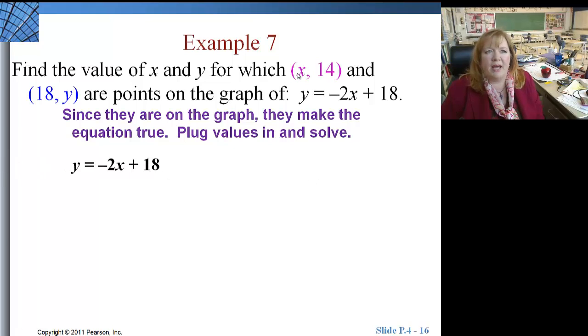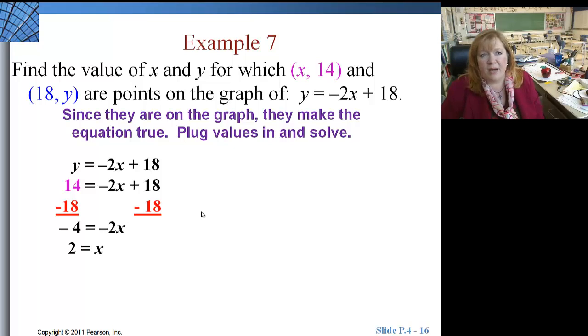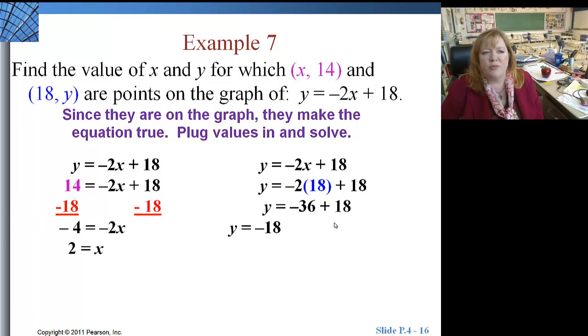So we're going to put an x here for x because that's the x coordinate and a 14 for the y. If we plug those in, you get 14 equals -2x plus 18. Subtract 18 from both sides and then divide by -2 and you get x equals 2. That one's done. Then for the second point, we'll put an 18 for the x and leave y as y. So if I put an 18 in, I'll have -2 times 18 plus 18. When I combine the like terms there, I get y equals -18. And that's the end of this first little part.